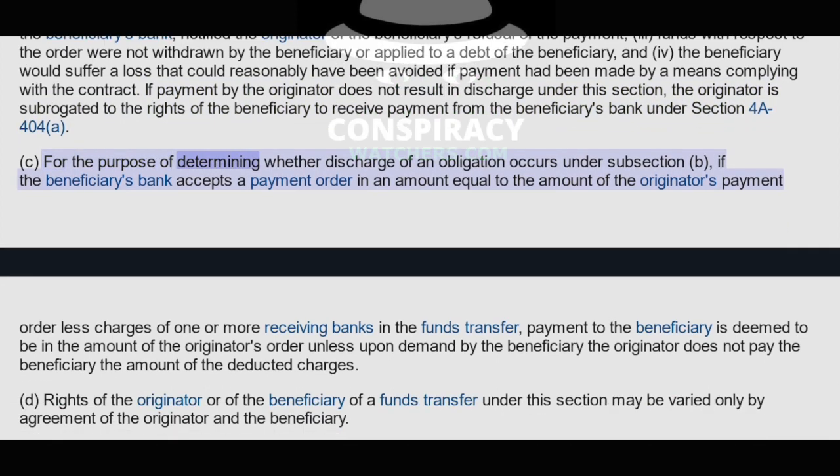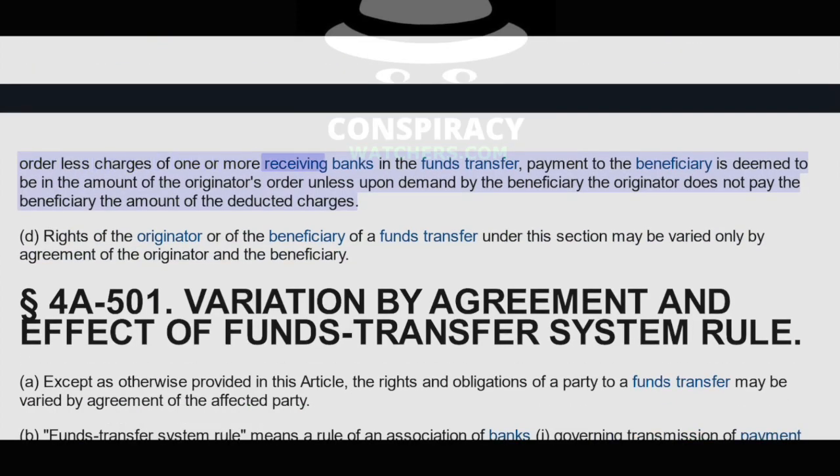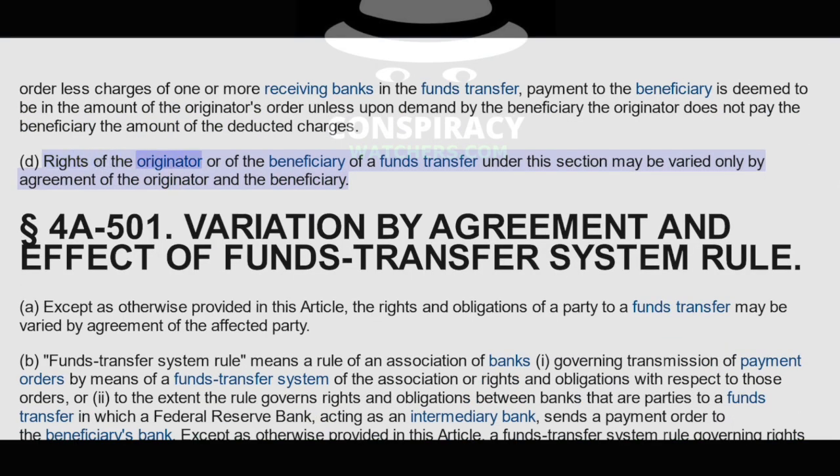For the purpose of determining whether discharge of an obligation occurs under subsection, if the beneficiary's bank accepts a payment order in an amount equal to the amount of the originator's payment order less charges of one or more receiving banks in the funds transfer, payment to the beneficiary is deemed to be in the amount of the originator's order unless upon demand by the beneficiary the originator does not pay the beneficiary the amount of the deducted charges. Rights of the originator or of the beneficiary of a funds transfer under this section may be varied only by agreement of the originator and the beneficiary.